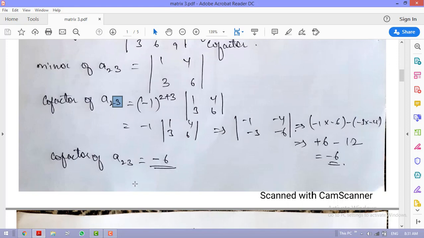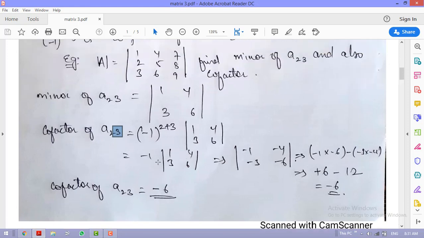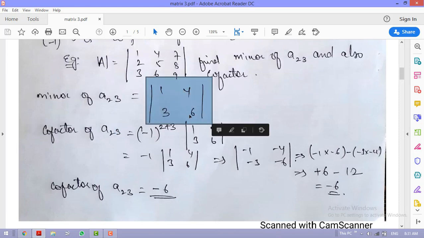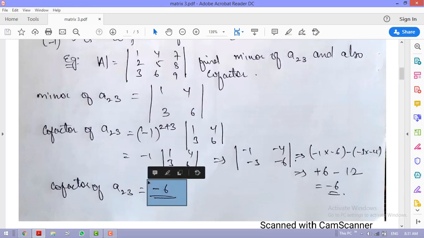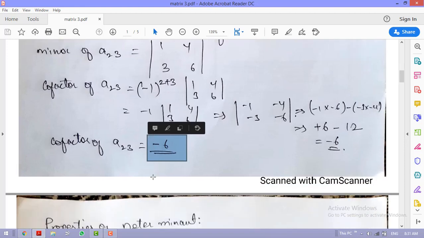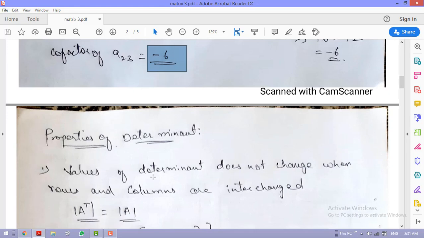So you can see here, before applying the cofactor, if you find the determinant for this, that will give you minus 6. Like 1 into 6 is nothing but 6, minus 3 into 4, 12, so minus 12. 6 minus 12 will give you minus 6. So you would have seen that even after you applied the cofactor, the minor determinant has not changed. Okay, so let us see the properties of determinant.